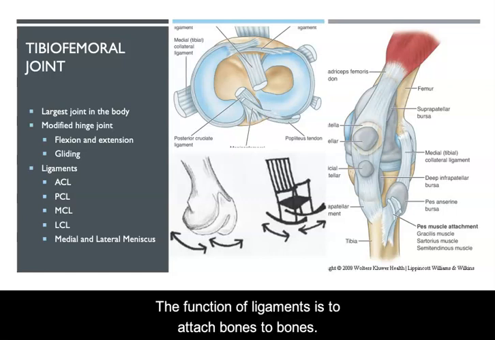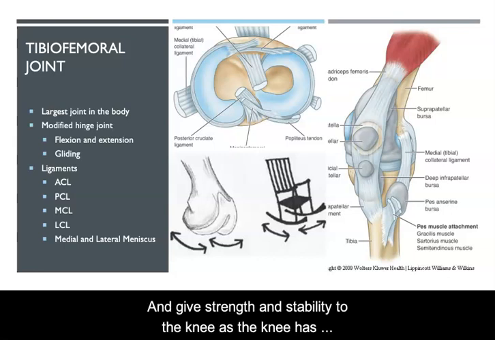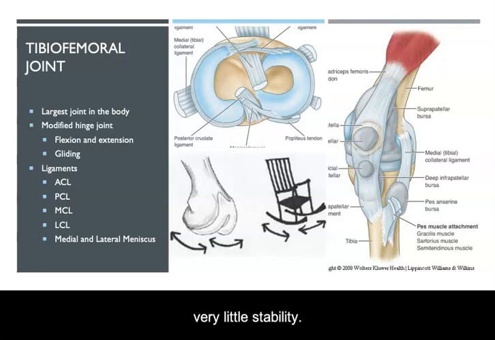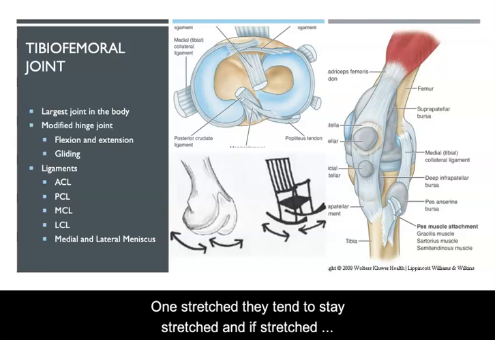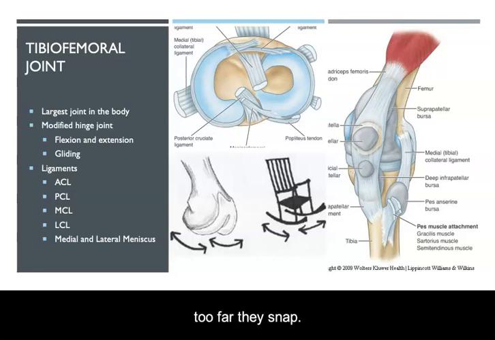The function of ligaments is to attach bones to bones and give strength and stability to the knee, as the knee has very little stability. Ligaments are strong, tough bands that are not particularly flexible. Once stretched, they tend to stay stretched, and if stretched too far, they snap.